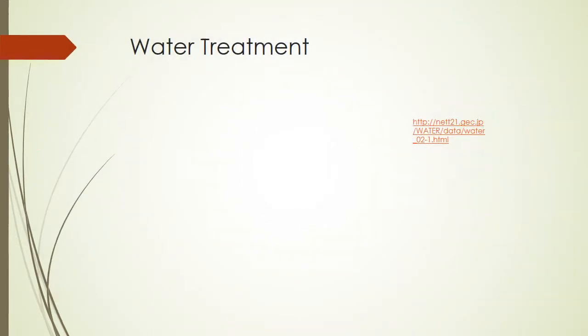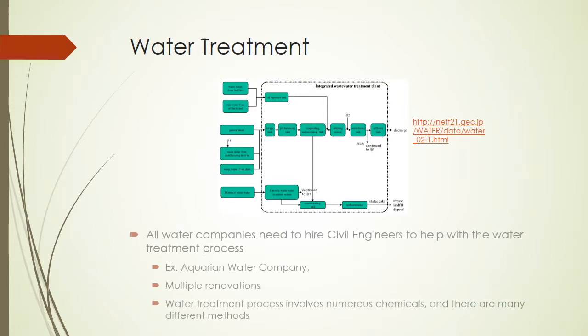Water treatment. All water companies need to hire civil engineers to help with the water treatment process. A great example of this is Aquarian Water Company. Aquarian Water Company is stationed in Connecticut. Their job is to connect the entire state of Connecticut with fresh drinkable water.